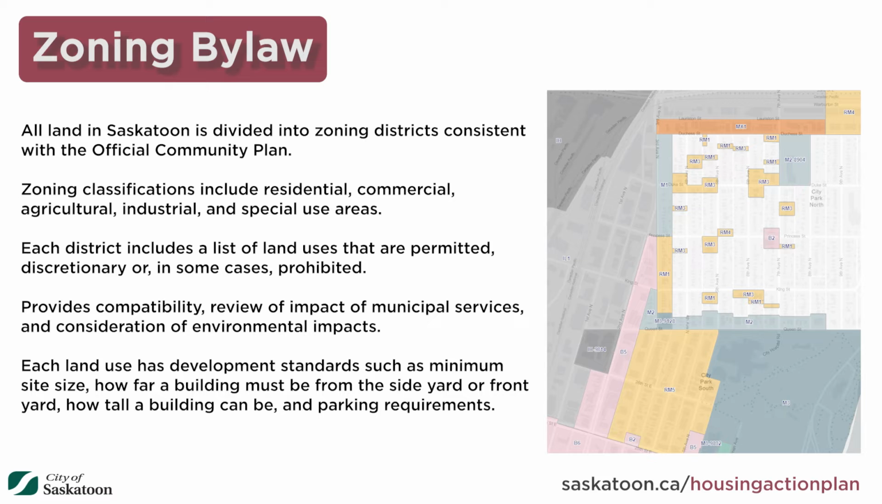The zoning bylaw serves as the regulatory framework essential for realizing the goals outlined in the City of Saskatoon's official community plan. Every parcel of land within the city boundaries is designated a specific zoning district, each governed by defined development standards. These standards include parking requirements, permissible land uses, and setback requirements. Each zoning district includes a list of uses that are permitted, discretionary, or in some cases prohibited. For example, industrial types of uses are generally kept separate from where homes can be built.